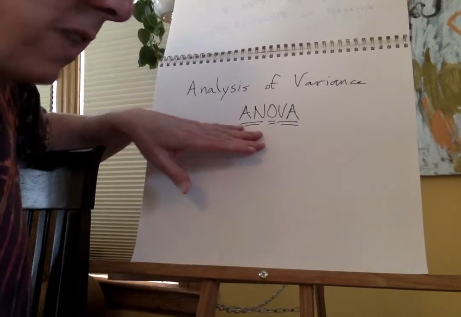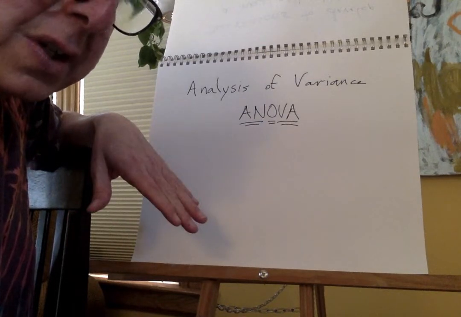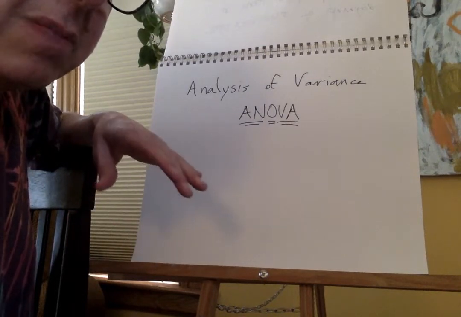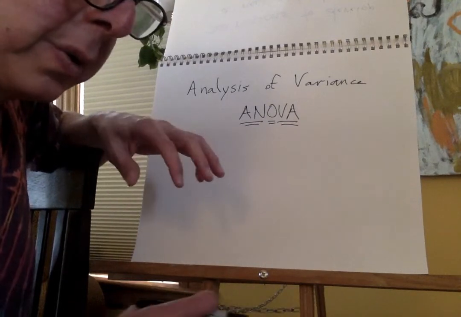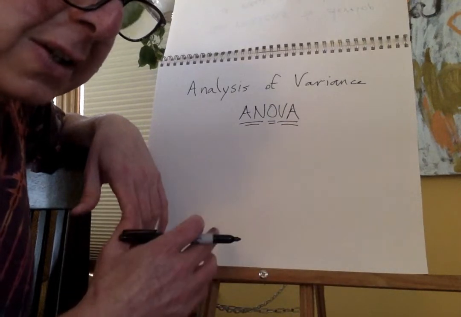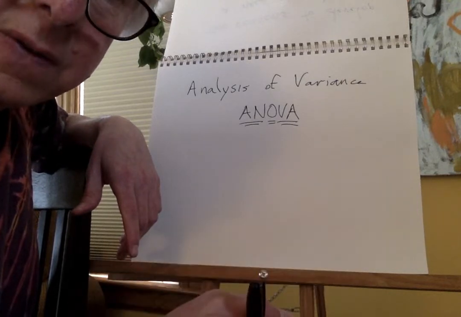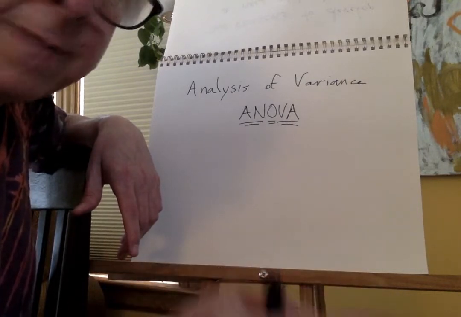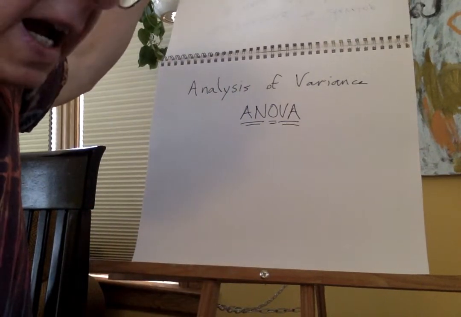But analysis of variance is used to look at differences between more than 2 groups. If you have 3 groups, you're going to do analysis of variance. 5 groups, analysis of variance. 10 groups, analysis of variance. Okay? 2 groups, t-test. More than 2 groups, analysis of variance. Why?